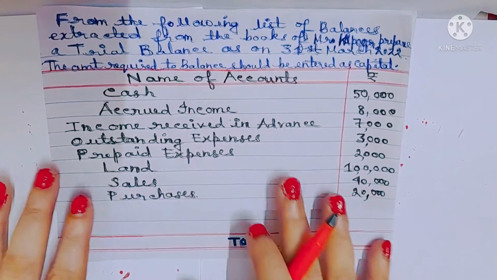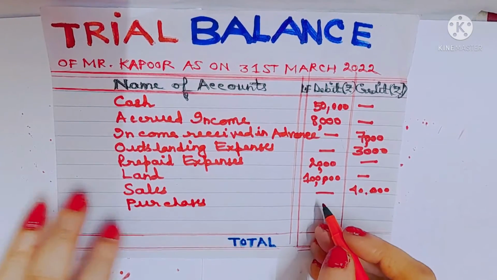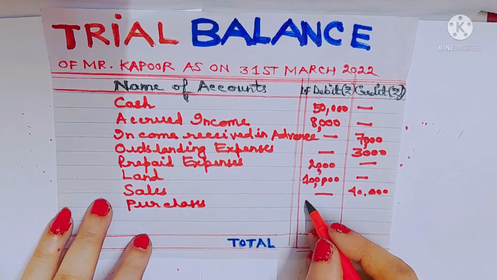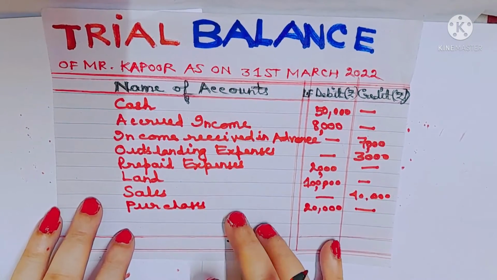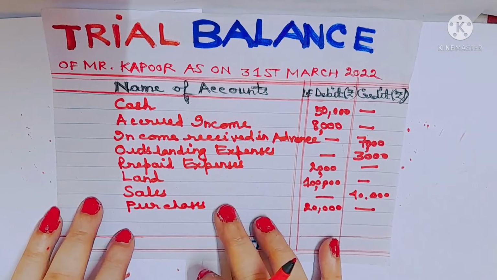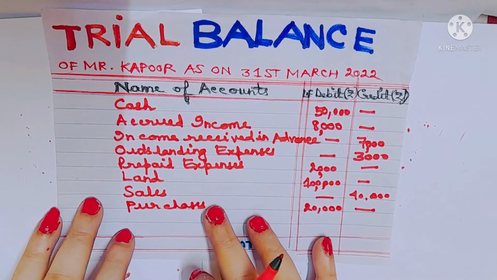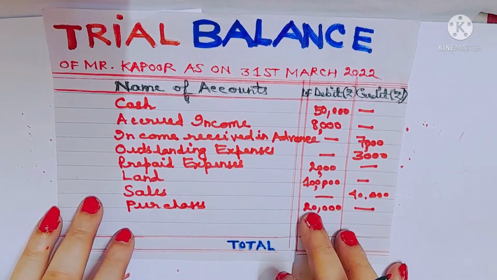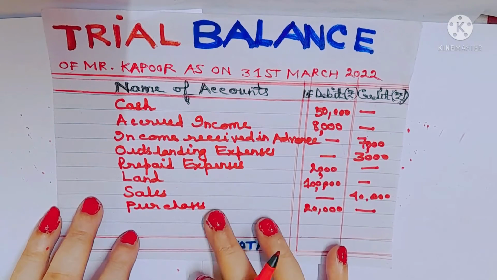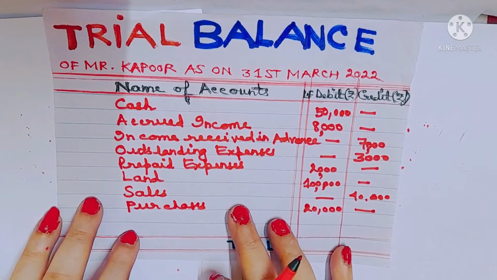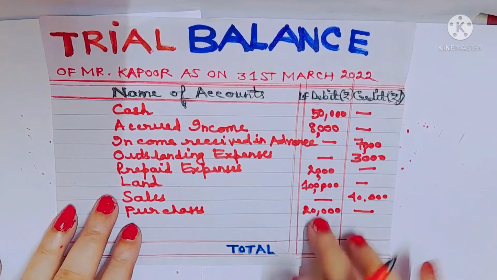So the last account is purchases, 20,000. Let's write purchases. Purchases is a debit balance, and that is the reason we are writing 20,000 in the debit column. Why is purchases a debit balance? Because purchases falls under real account as well as nominal account. According to real account, what comes in is debit. When goods are purchased, goods come into the business. So purchases account will be debited. According to nominal account, all losses and expenses are debited. Here, when goods are purchased, money goes out. So purchases is an expense for the business. So purchases account will be debited. Understood? Now let's calculate the debit column and the credit column.